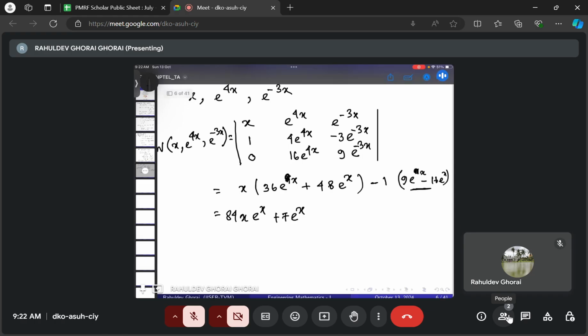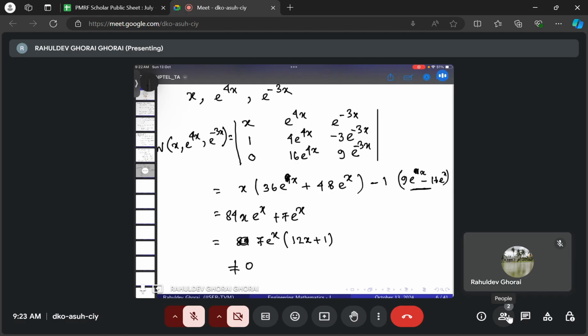So can anyone say whether it is 0? It can be 0, but that's not always. If you take 7 e to the power x common, it will be 12x plus 1. So it is 0 only if x equals minus 1 over 12. But that is not always, right? So it is not always 0. So it's not equal to 0, that you can write.